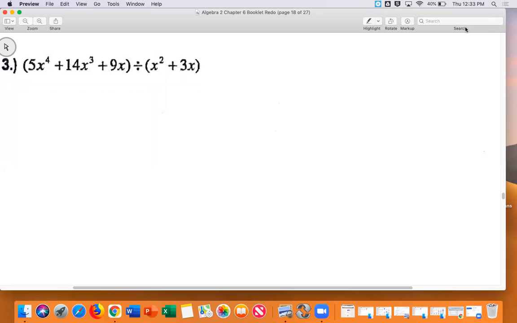Yeah, like in this problem, I don't think it matters, but I think it's good form to do.